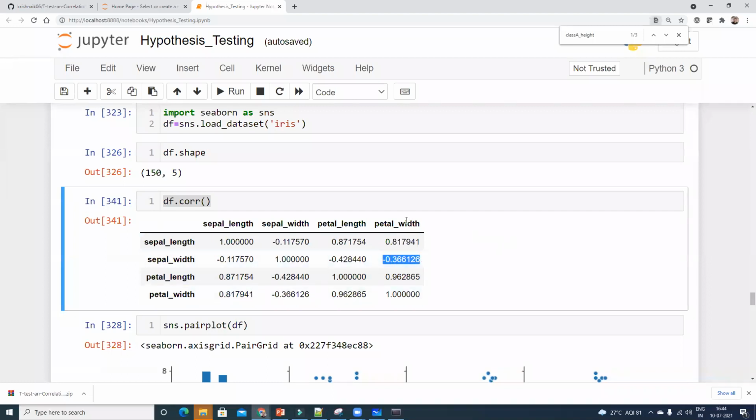Sepal width and petal width. What does this basically say? Negative correlation or what? No, you should not say no correlation. Inverse correlation, negative correlation, you have to basically say. That basically means as the sepal width increases, petal width decreases. Or as the petal width increases, sepal width decreases. Right? Inverse.